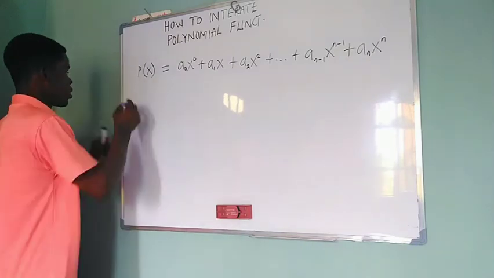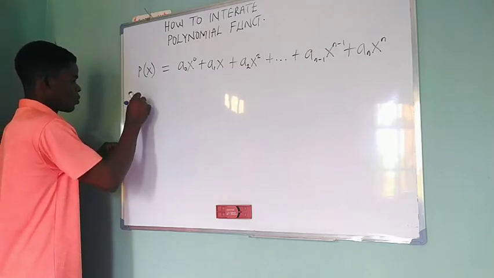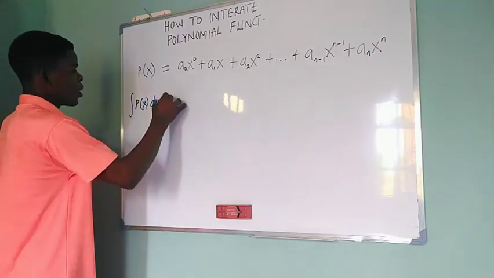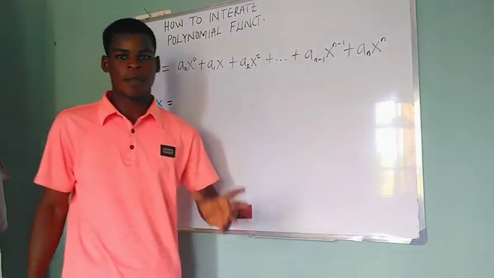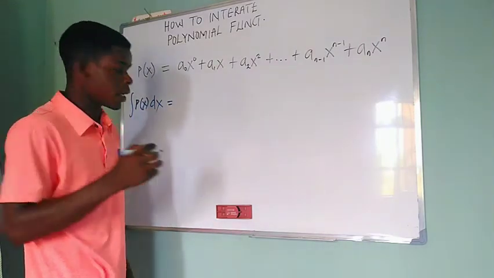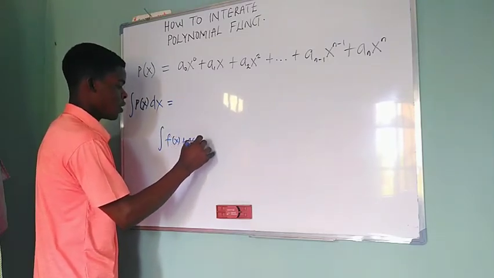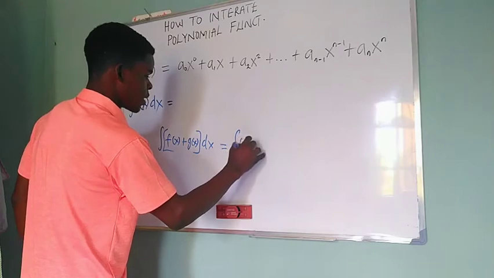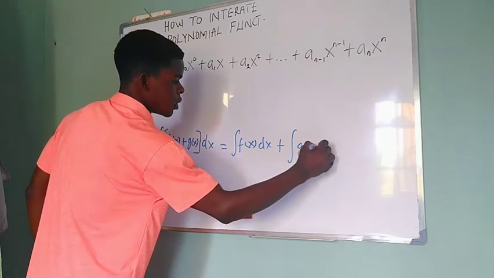So if you want to integrate a polynomial function of x, you're going to integrate that with respect to x. And what are we going to have? Well, I'm going to tell you this, that the integral of a sum is the same thing as the sum of the integrals. What do I mean? If you have two functions of x, f of x and g of x, we say the integral of f of x plus g of x dx is the same thing as the integral of f of x dx plus the integral of g of x dx.